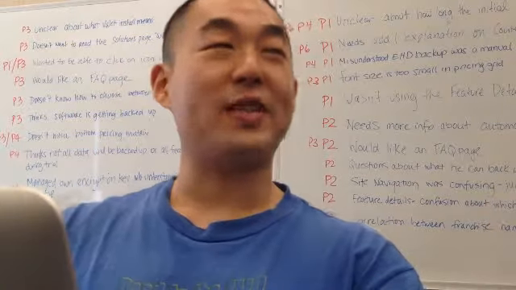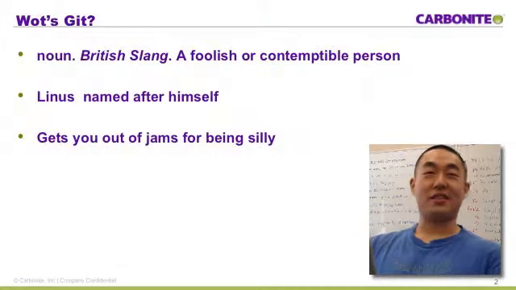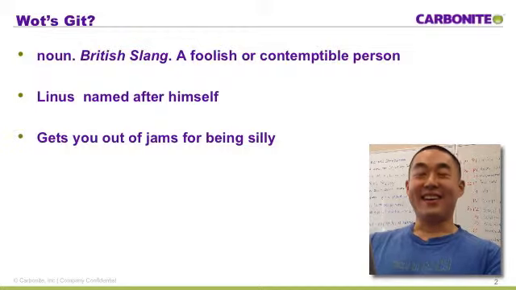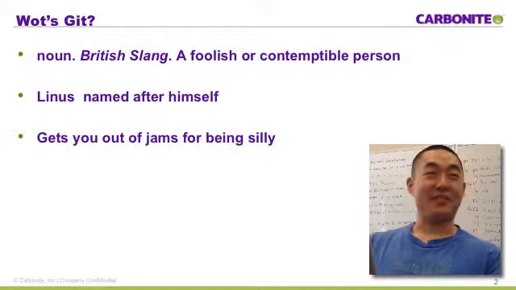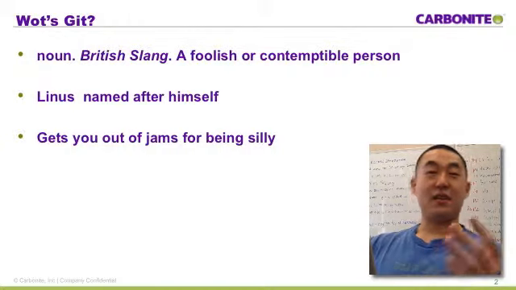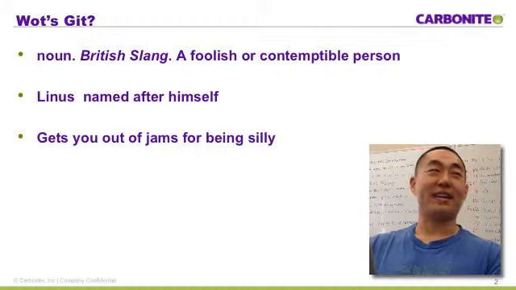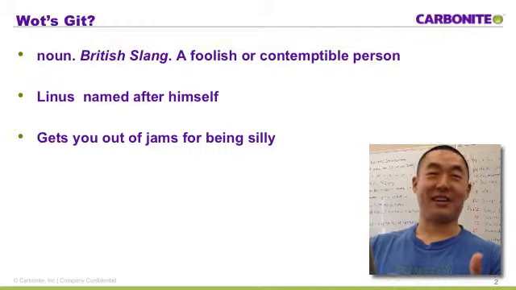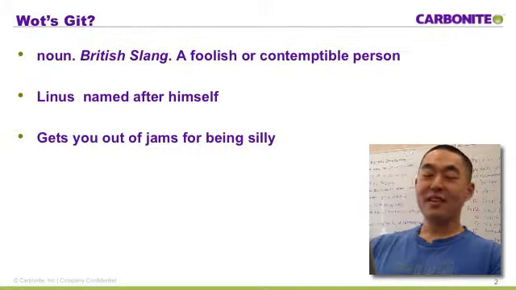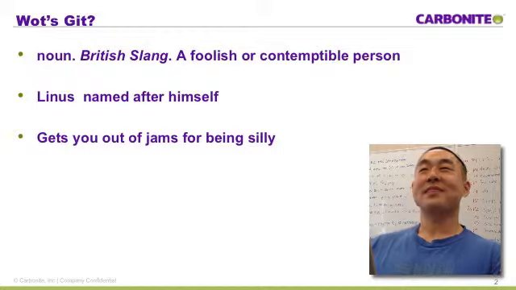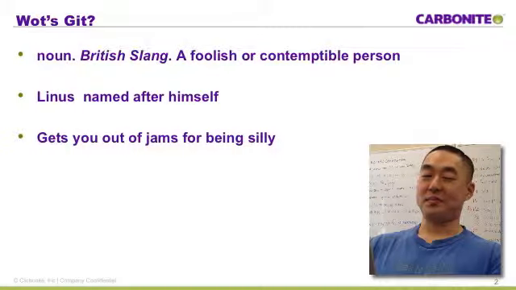So, okay, first of all, what's Git? The dictionary definition is actually British slang for a foolish or contemptible person. Linus Torvalds, the guy who made Linux, was also the founder of Git, and he self-deprecatingly said he named it after himself, just like everything else. In short, it's basically a mechanism of getting you out of jams despite being silly. That's the whole point of version control systems, right?